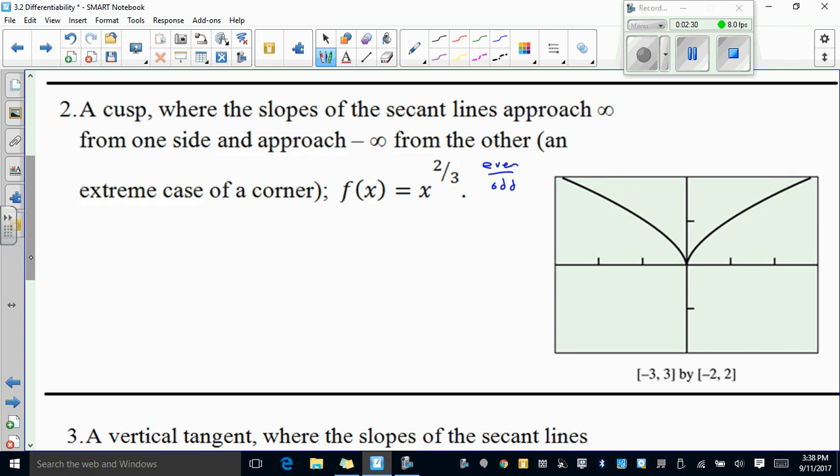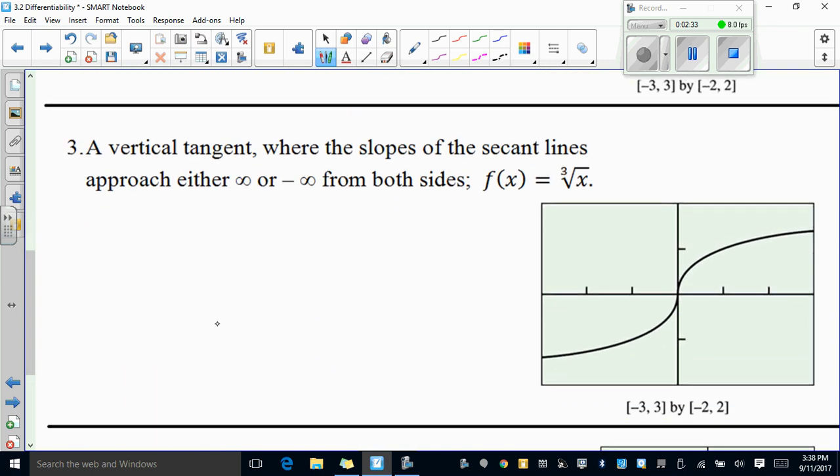The next one is a vertical tangent, where the slopes of the secant lines approach either positive or negative infinity from both sides. On this one, as it's getting closer and closer to 0, you can see that it's starting to form a vertical line coming from the other direction as well. Now I want to identify that this is equivalent to x to the 1/3. Notice that it's an odd power over an odd root, which is something you'll see on this. You can get this, like the cube root of x, or the square root of x cubed.